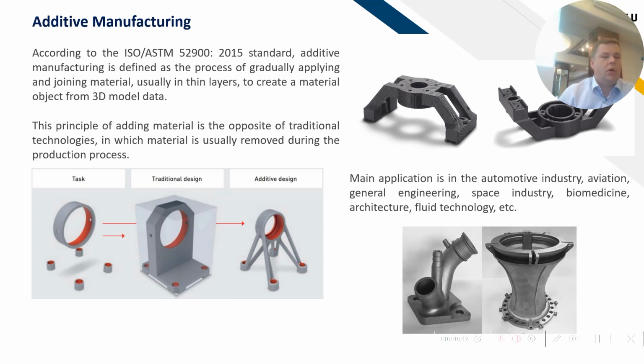I think that everybody knows additive manufacturing. According to this ISO standard, additive manufacturing is defined as the process of gradually applying and joining material, usually in thin layers, to create a material object from 3D model data. I think that this is the future of production engineering. This process will be very intensive and progressive, and our research is based on increasing the effectiveness of this process.